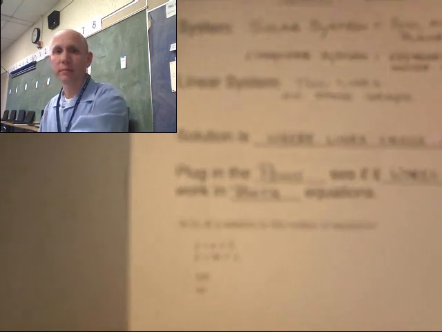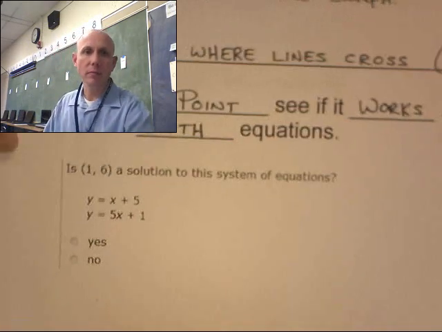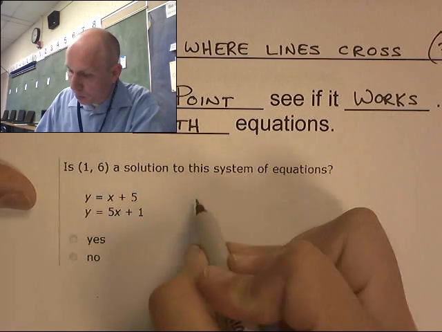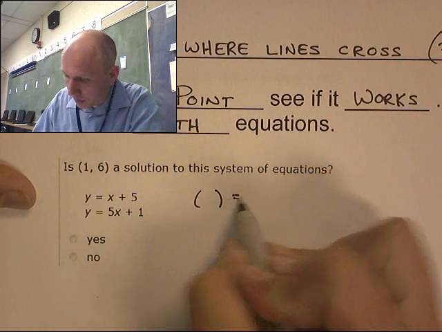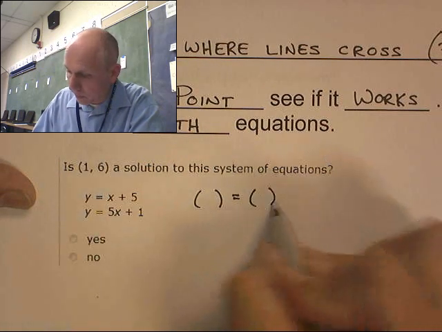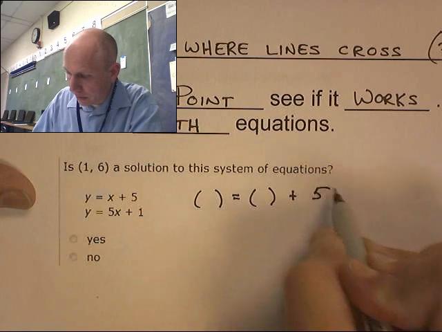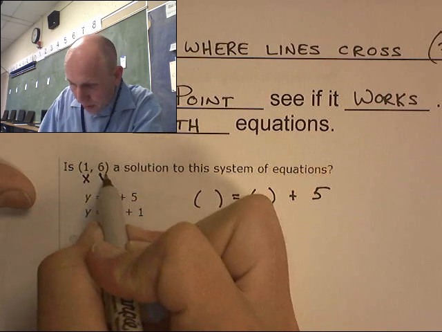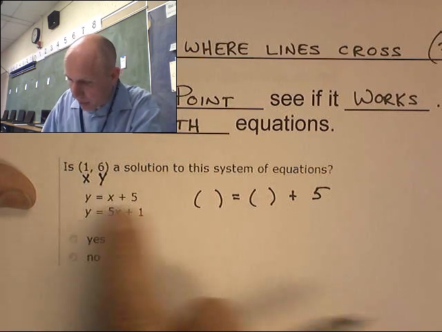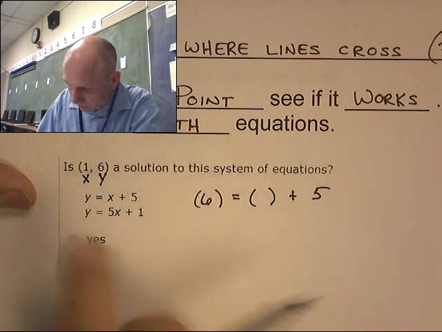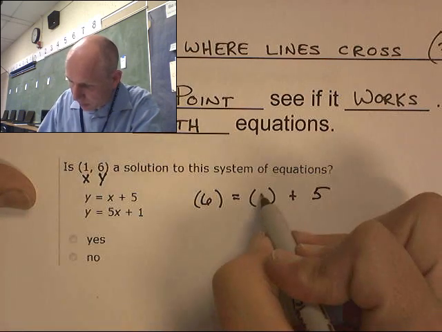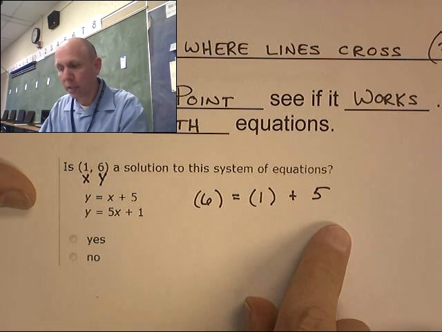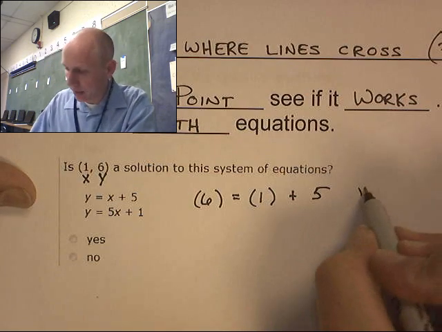Here it is. Let's do our first problem. Is (1, 6) a solution to this system? Well, I'm going to remove the y and put parentheses. I'm going to remove the x, put parentheses, plus 5. Now I'm going to plug in the point. My point is (x, y). That y is going to go right here. That x is going to go right there. And let's think about that. Does 6 equal 1 plus 5? Yes, it does.